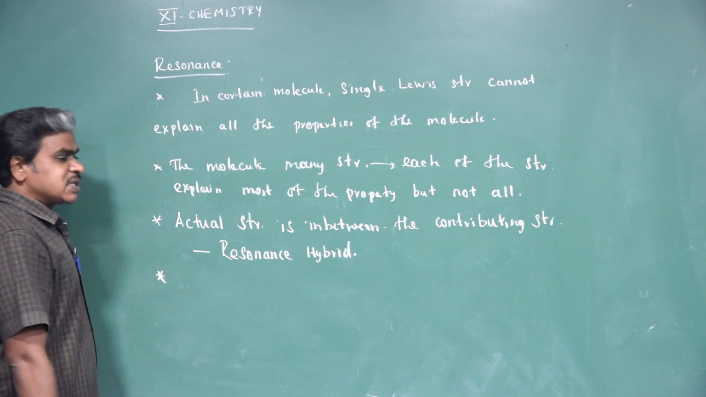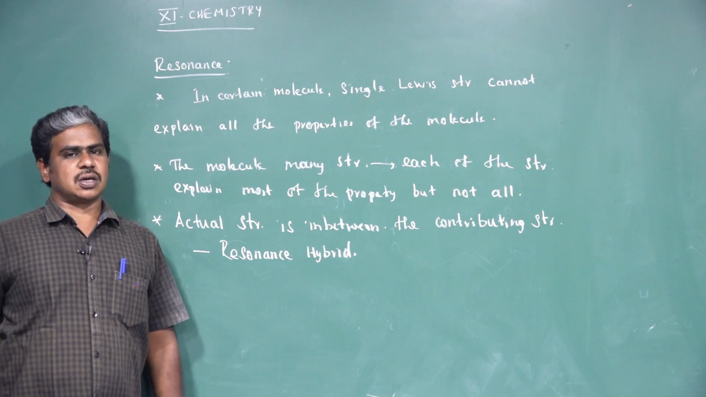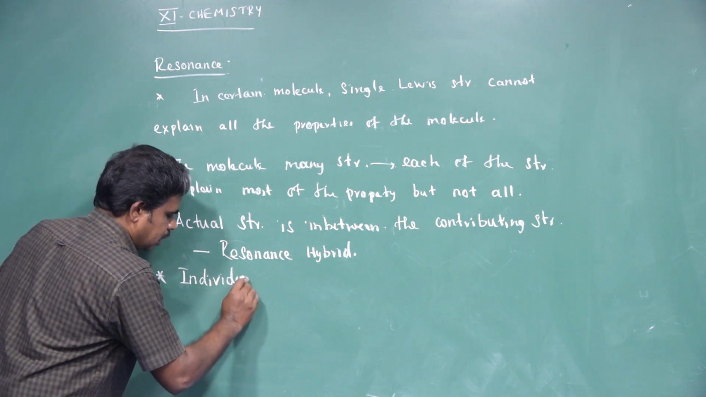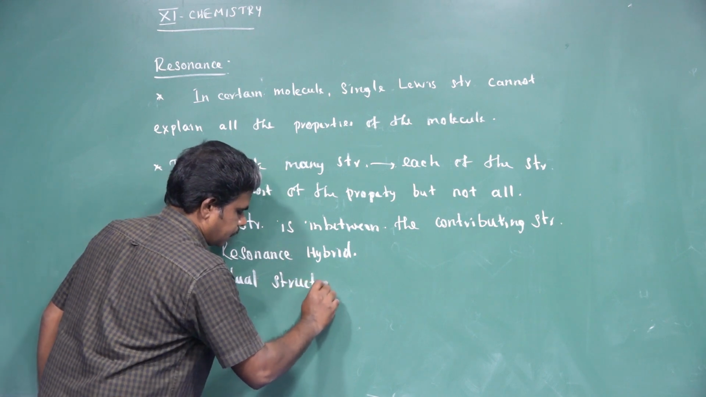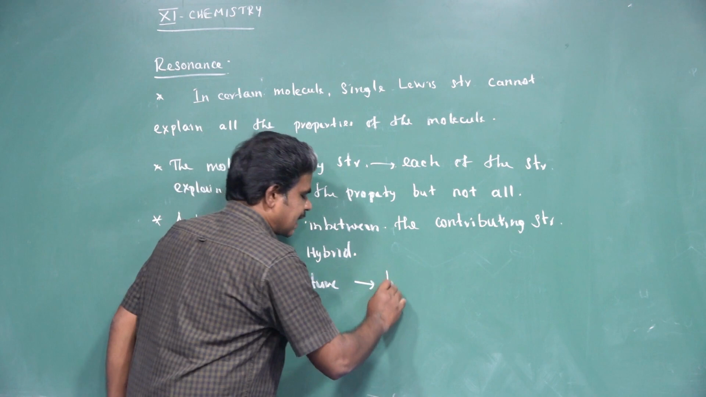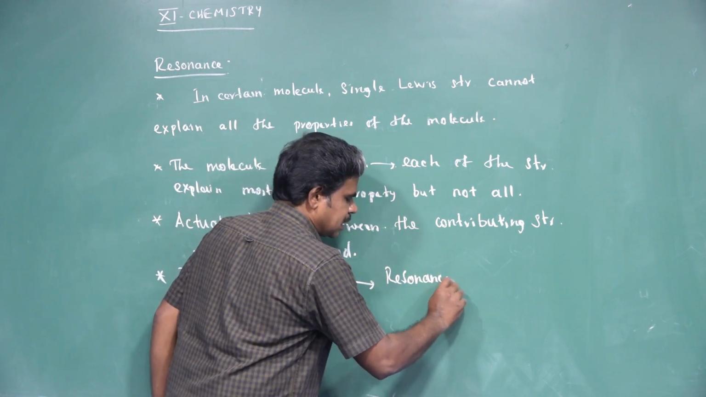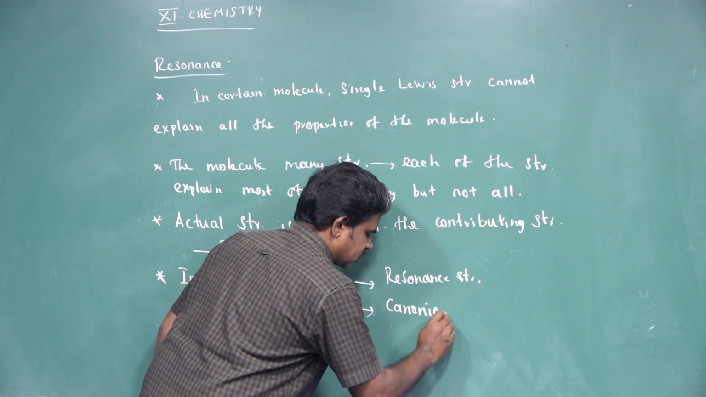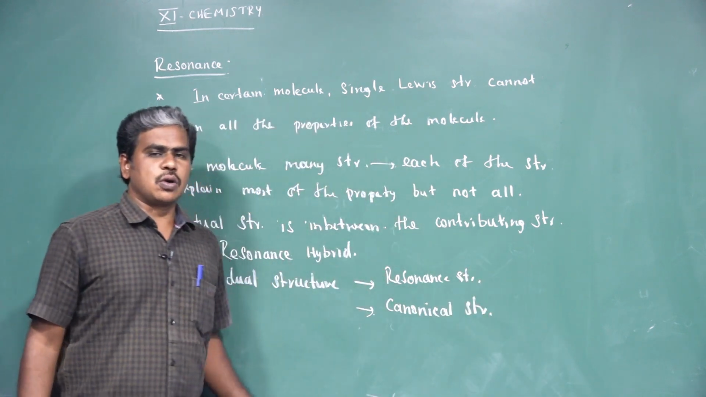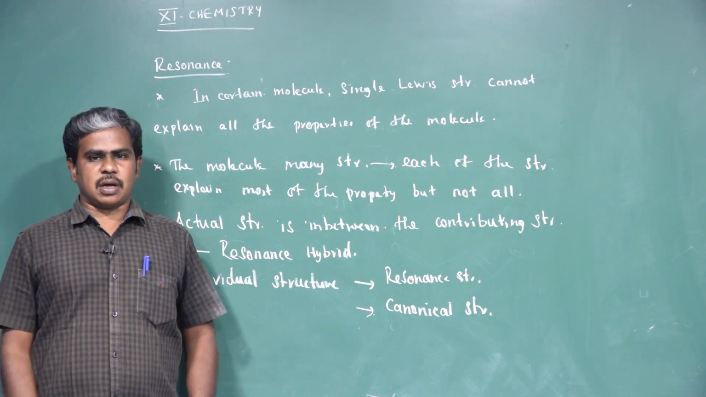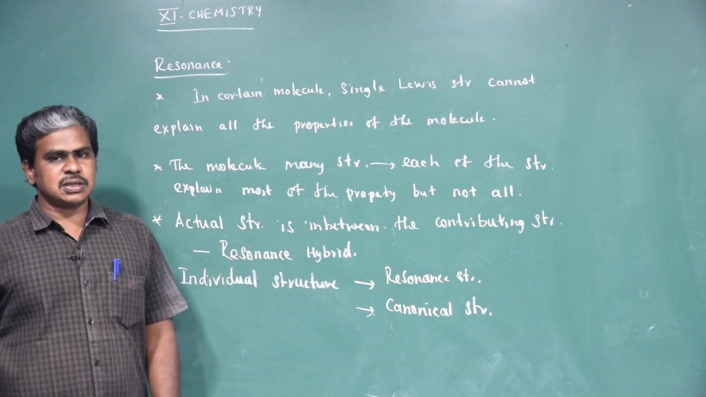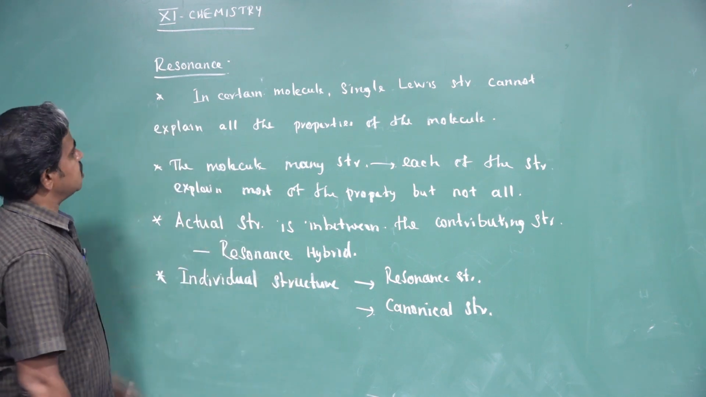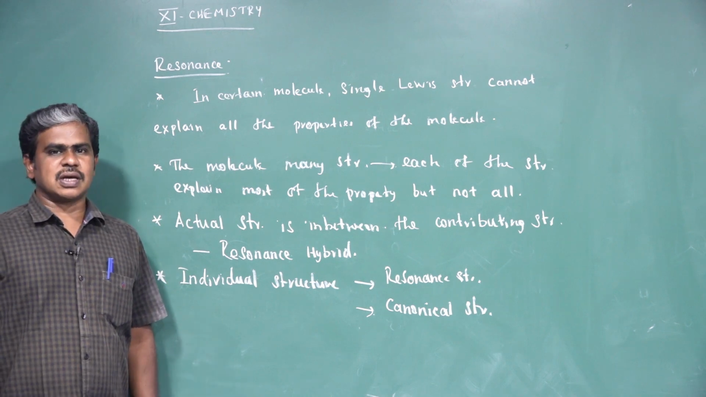Now, the individual structures are considered as resonance structures or canonical structures. So the resonance structures or canonical structures are nothing but the individual structures of the molecule. The resonance hybrid is the structure in between these structures, and this concept is known as resonance.